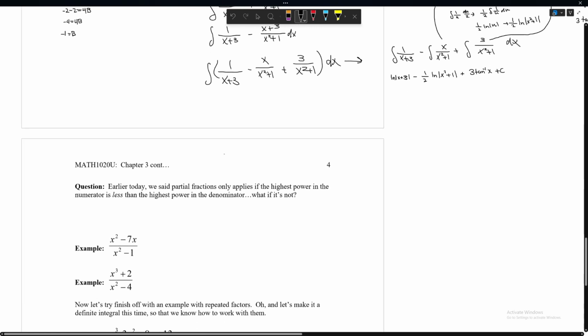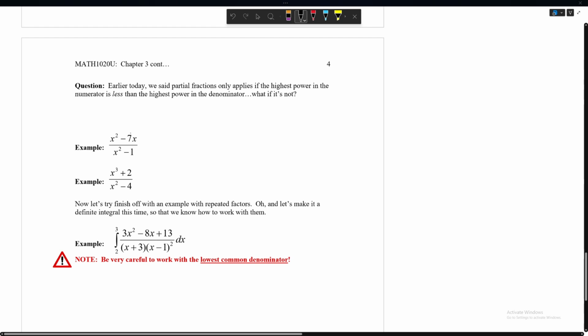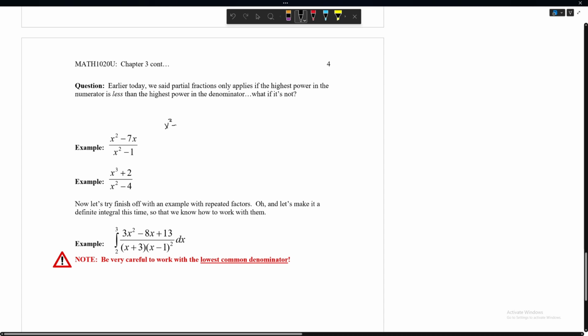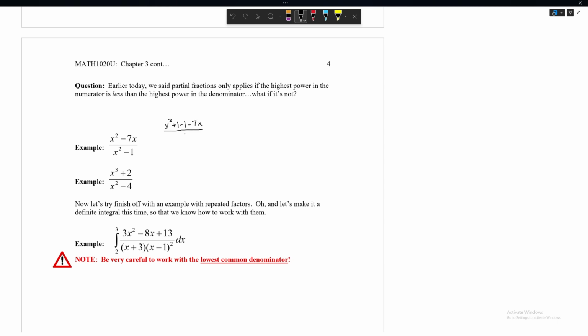Alright, now earlier today we said partial fractions only applies if the highest power in the numerator is less than the highest power in the denominator. What if it's not? So, what do you do if it's something like this? What you want to do is make the top, or make a section of the top, look like the bottom. That's honestly the ultimate goal. So, see if I take this, and if I do x squared minus 1 minus 7x, then I have x squared minus 1. You see this section now is the same as this section.